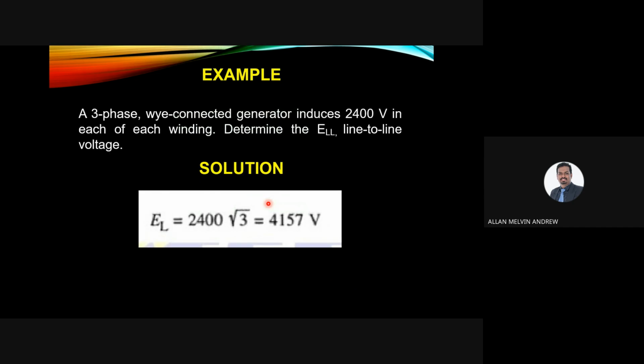Okay, so an example. A three-phase Y-connected generator induces 2,400 volts in each winding. Determine the ELL, the line to line voltage. Sometimes it's written EL, sometimes it's written ELL. I prefer to use ELL. So ELL equals 2,400 times square root of 3, which equals 4157. So this is the line to line voltage.